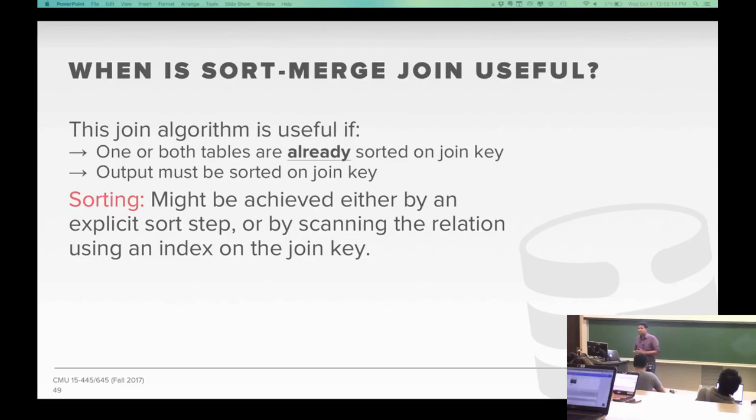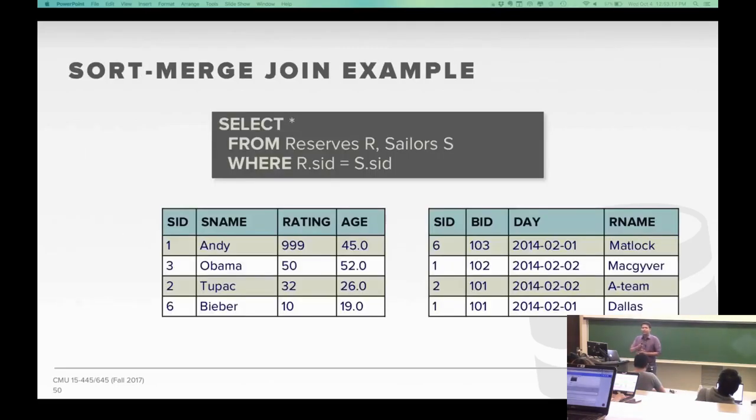So let me illustrate this algorithm with an example. Again, we are going back to our Sailor database example. So you have these two input tables, okay, the Sailor table and then the Reserve table. The first thing you do in sort merge join is you sort them, okay? So here the join predicate is r.sid equals s.sid. So you first sort these two tables on their SID attributes, okay? You do the sorting in the first step, okay?